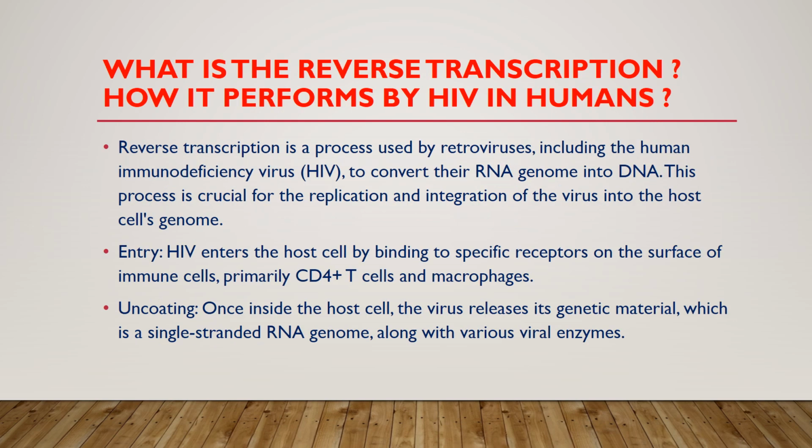What is reverse transcription, and how is it performed by HIV in humans? Reverse transcription is a process used by retroviruses, including the human immunodeficiency virus, to convert their RNA genome into DNA. This process is crucial for the replication and integration of the virus into the host cell genome. Entry: HIV enters the host cell by binding to specific receptors on the surface of immune cells, primarily CD4 positive T cells and macrophages. Uncoating: once inside the host cell, the virus releases its genetic material, which is a single-stranded RNA genome, along with various viral enzymes.